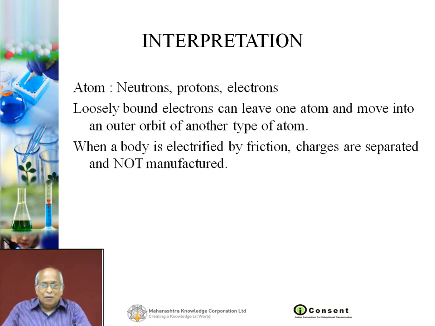So if such an electron gets enough energy from some external source, it can leave the atom and it can be transferred to some other atom. This is what exactly happens during friction. During friction with glass rod and silk, some loosely bound electrons in the atoms of the silk get transferred.